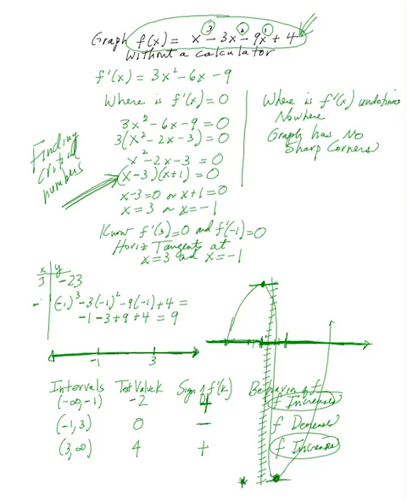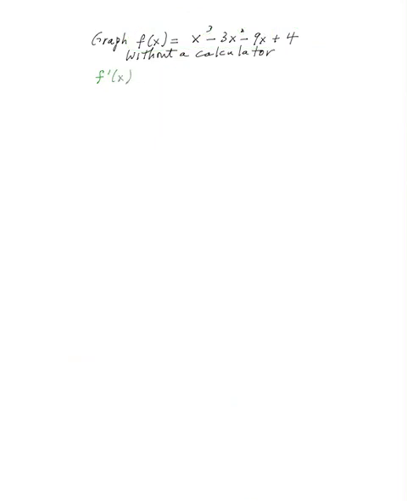Okay, so let's try to graph f of x equals x cubed minus 3x squared minus 9x plus 4 without a calculator. That's a major purpose of Chapter 4, and we now have all the tools to be able to do that. So I take the first derivative, and I look for critical numbers. So I ask myself, where is f prime of x equal to 0?